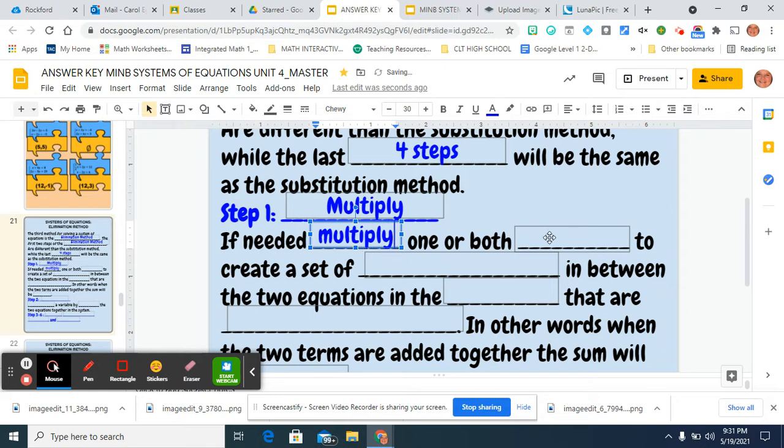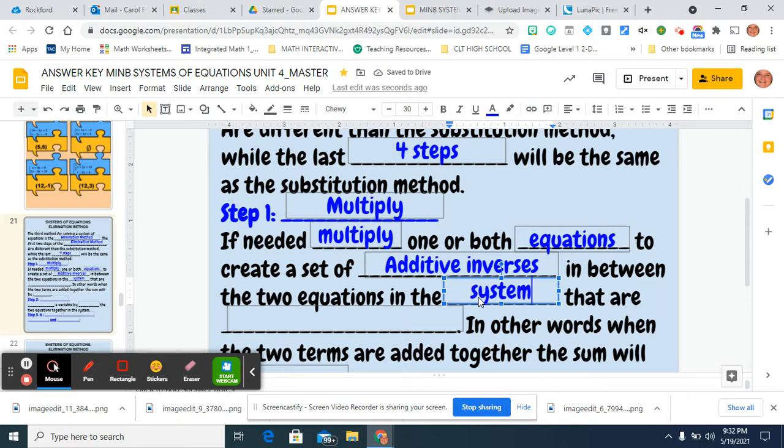multiply one or both equations to create a set of additive inverses between the two equations in the system.